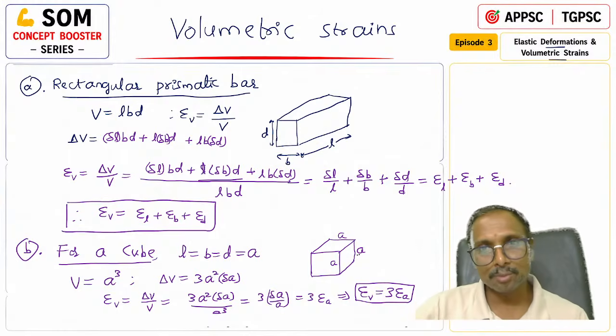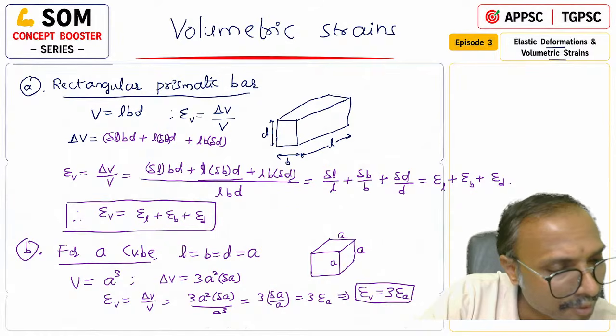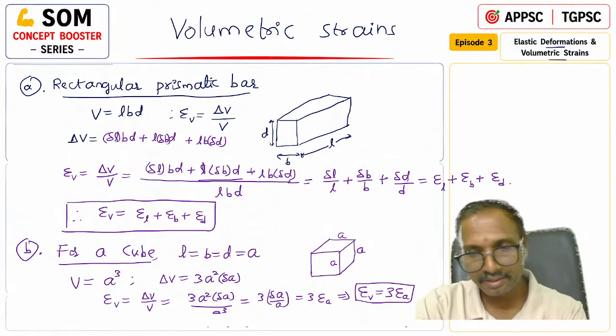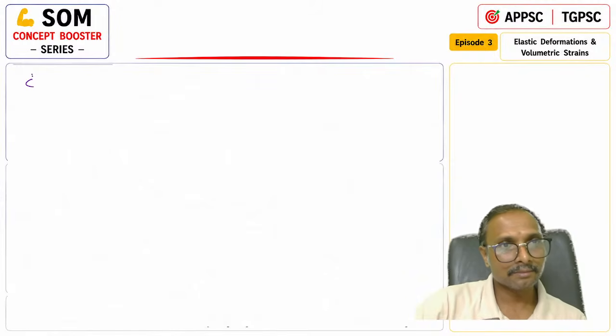So here A cube is there, volume is equal to A cube, so 3 times comes. If the power is 3, 3 times comes. Here L power 1 is there, so 1 time epsilon L, B power 1 is there, so 1 time epsilon B, D power 1 is there, so 1 time epsilon D, right? Like that you'll be getting. Is that clear, everyone? Shall we go to the other two cases?